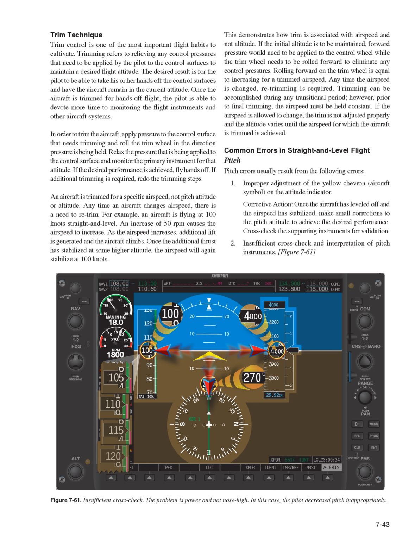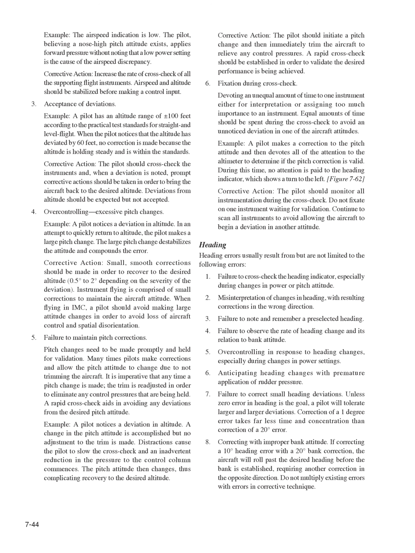2. Insufficient cross-check and interpretation of pitch instruments. Figure 7-61. Example, the airspeed indication is low. The pilot, believing a nose-high pitch attitude exists, applies forward pressure without noting that a low power setting is the cause of the airspeed discrepancy. Corrective action, increase the rate of cross-check of all the supporting flight instruments. Airspeed and altitude should be stabilized before making a control input.